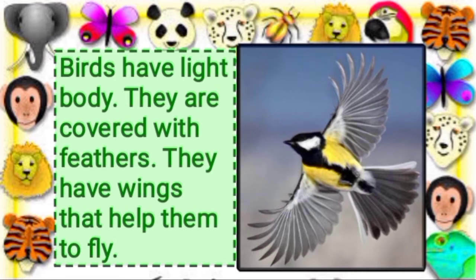So, they have a light body, they are covered with feathers, they have wings that help them to fly, like sparrow and eagle. But birds such as kiwi and penguin, however, cannot fly because they have a heavy body, and they are called flightless birds.